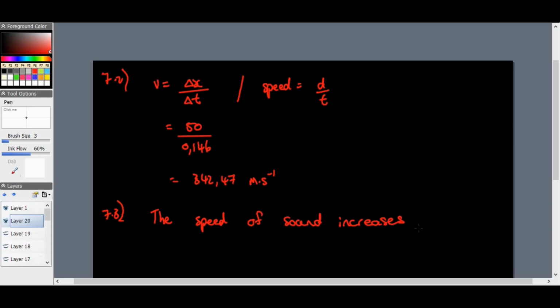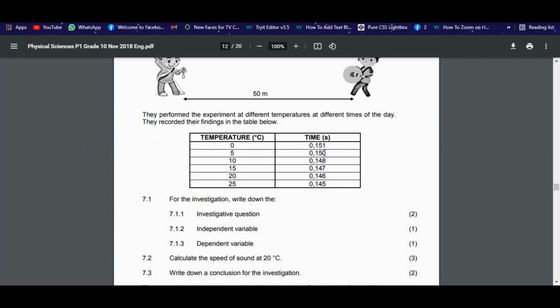All right, that's a good conclusion: the speed of sound increases as the temperature increases. Another way that you could have said that is the time taken for the sound to travel decreases as the temperature increases, which is straight from that little table there. We could have said that the time taken for the sound to travel decreases as temperature increases.